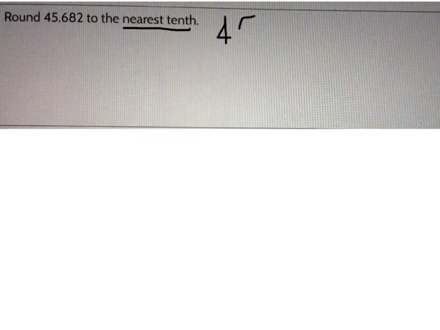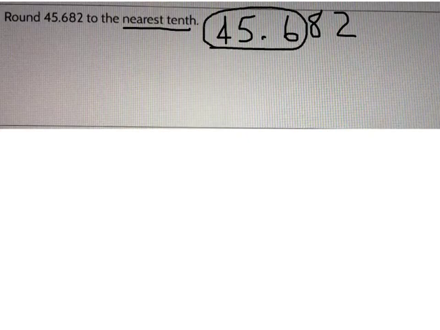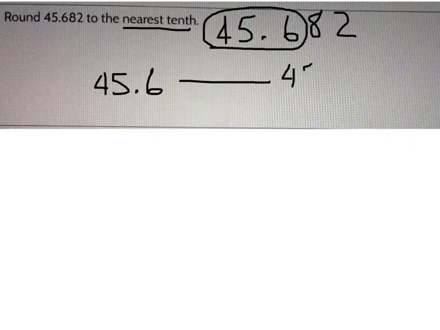Round 45 and 682 thousandths to the nearest tenth. First, which digit is in the tenths place? The 6 is in the tenths place. So just like last week, we're going to circle everything up until our tenths place. So we have 45 and 6 tenths. That's our first number. We can add 1/10 to that to say which 2 numbers this is between. 1/10 more than 45 and 6 tenths is 45 and 7 tenths. Which digit tells me which way to round?